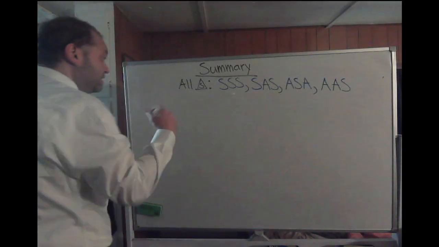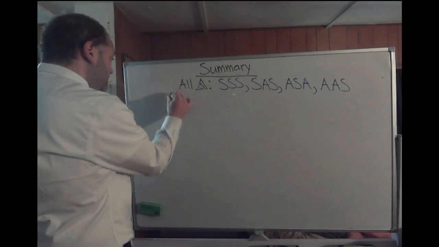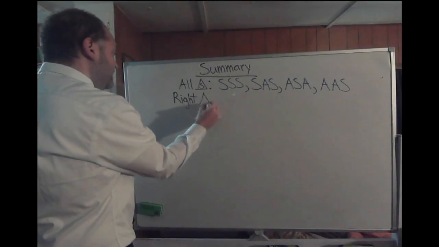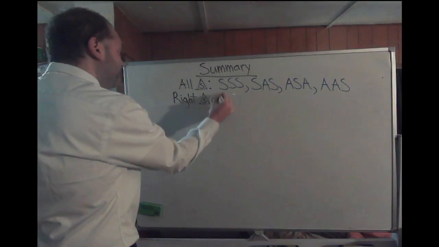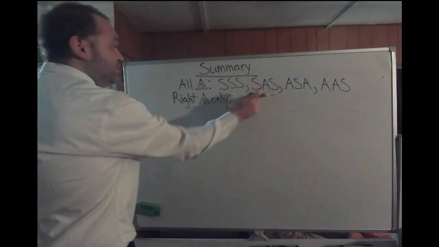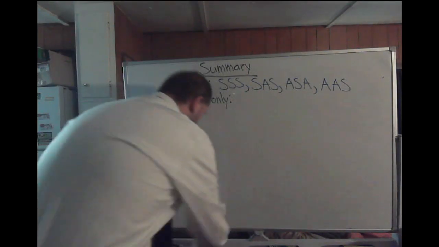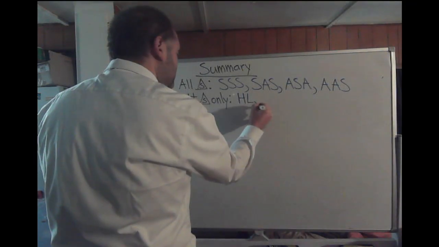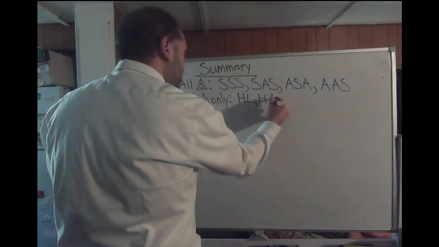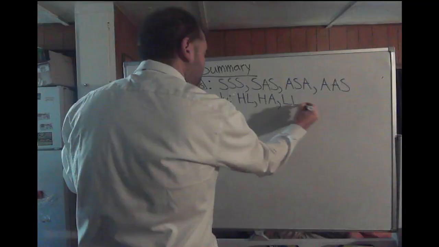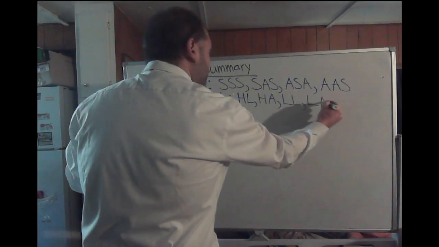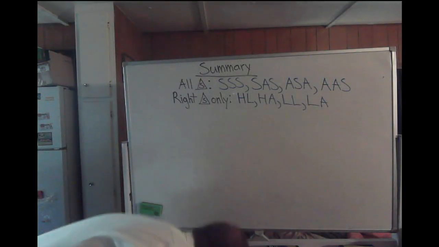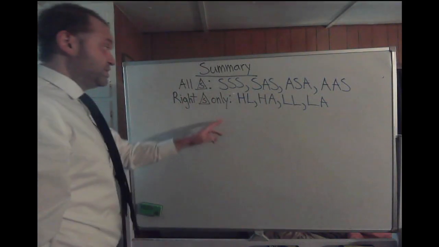Now, for right triangles only, we have not only those four methods, we have hypotenuse leg, hypotenuse acute angle, we have leg leg, and leg acute angle. So these are all the methods we've learned so far for proving triangles congruent.